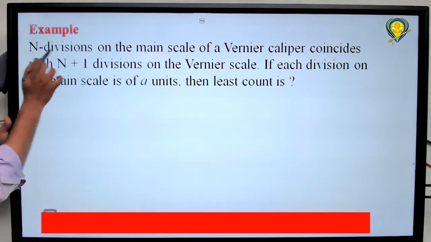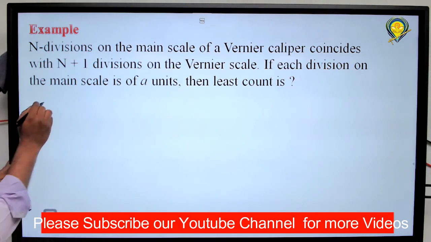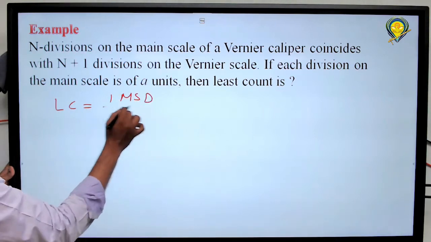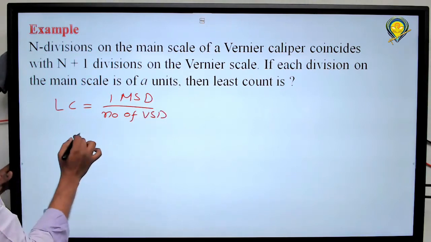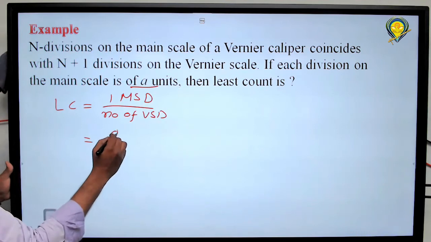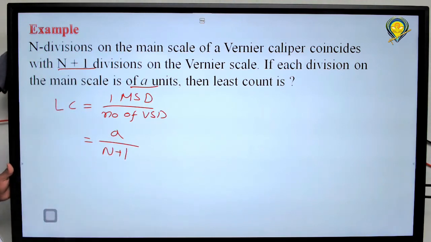Now here n main scale divisions coincide with n plus 1 vernier scale divisions. So that basic condition is satisfied. So we can use the least count formula as 1 main scale division by number of vernier scale divisions. What is the value of the length of 1 main scale division? A units. A by what is the number of vernier scale divisions? n plus 1. This is the answer. Okay, this is method 1.